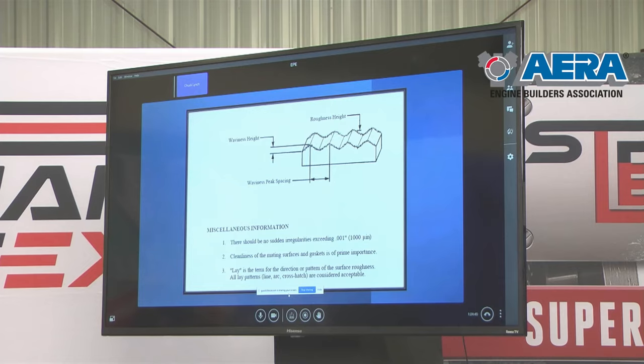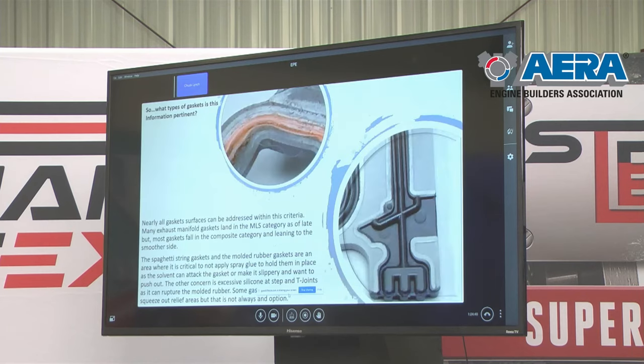So what types of gaskets is this pertinent information for? Pretty much any and all gaskets. You need clean, dry, flat surfaces. With the rubber gaskets, yes, you can get too smooth, where they tend to want to flow or be pushed out, and the surface can also be so rough that it shreds gaskets.